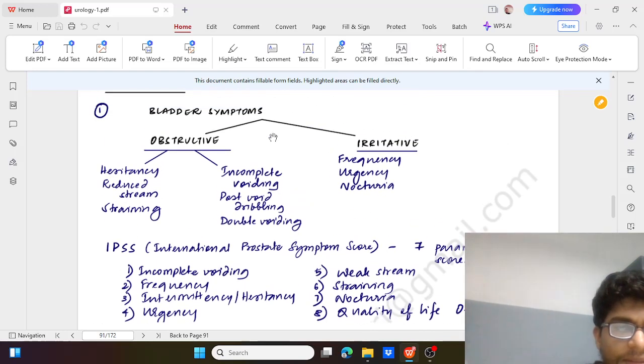So these symptoms are commonly seen in prostate enlargement. Also, it can be seen in cases with urethral stricture, or it can also be seen in cases of prostate carcinoma, sometimes in cases of bladder stone and bladder outlet obstruction due to other causes, and sometimes cystitis, urinary tract infection, even that can cause some bladder symptoms. So it has to be evaluated and managed.